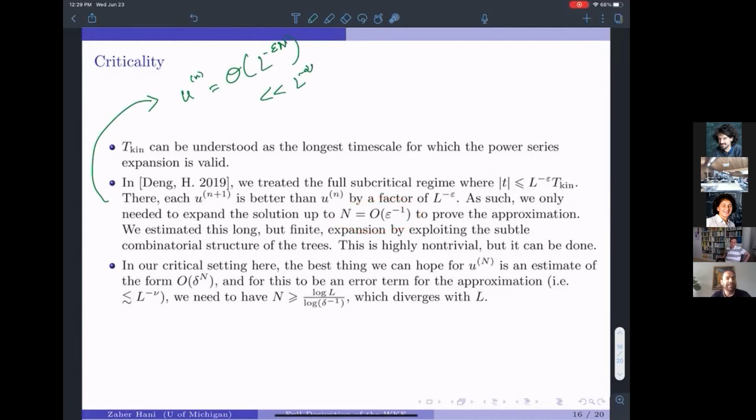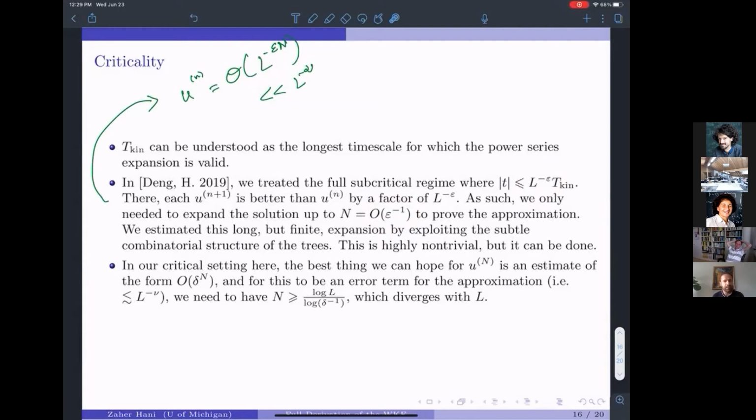So in other words, it's enough to do a finite expansion of your solution, of order epsilon inverse. Epsilon is fixed, if you're working on this time interval, in order to prove the approximation theorem. This is what we did in our first work. It means that it is enough to do a long but finite expansion, which exploits the subtle combinatorial structures of the trees.